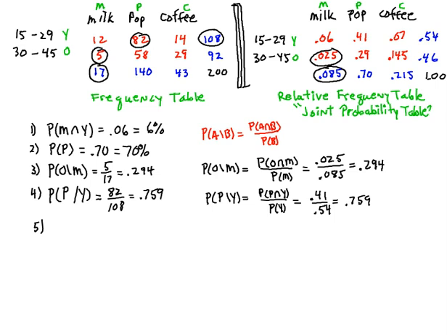What is the probability that a person who prefers coffee? Yes, we're told that the person prefers coffee. So that's the given event. This is a conditional probability. What are we asked to find the probability for? That they're in the younger age group.